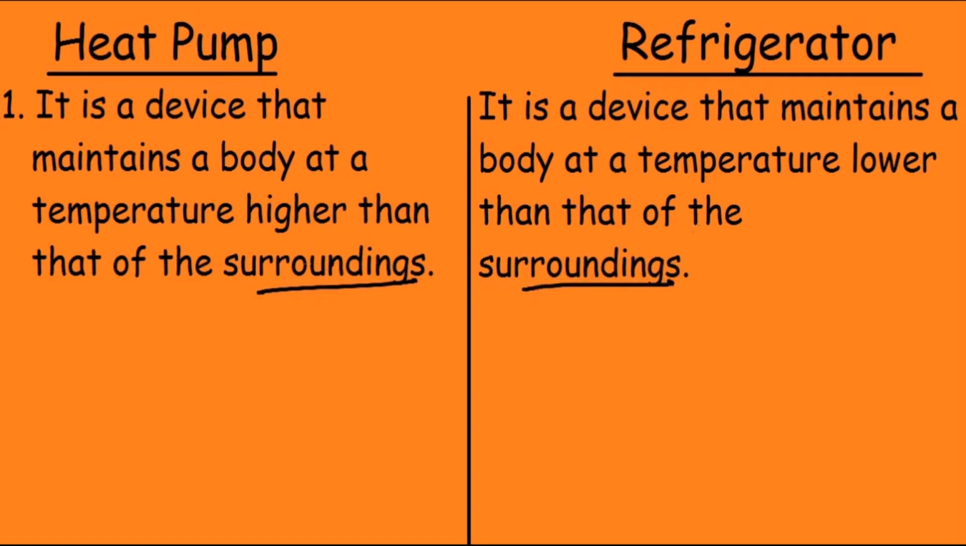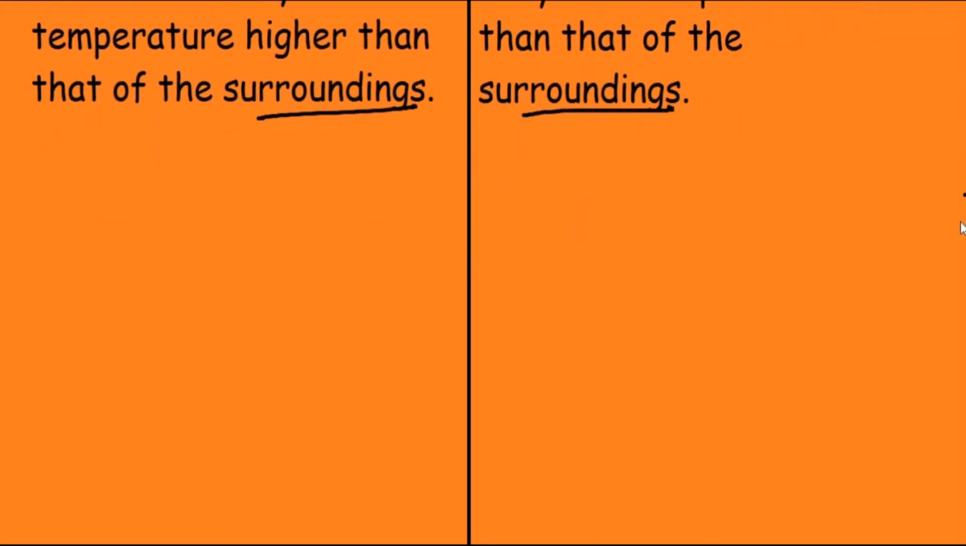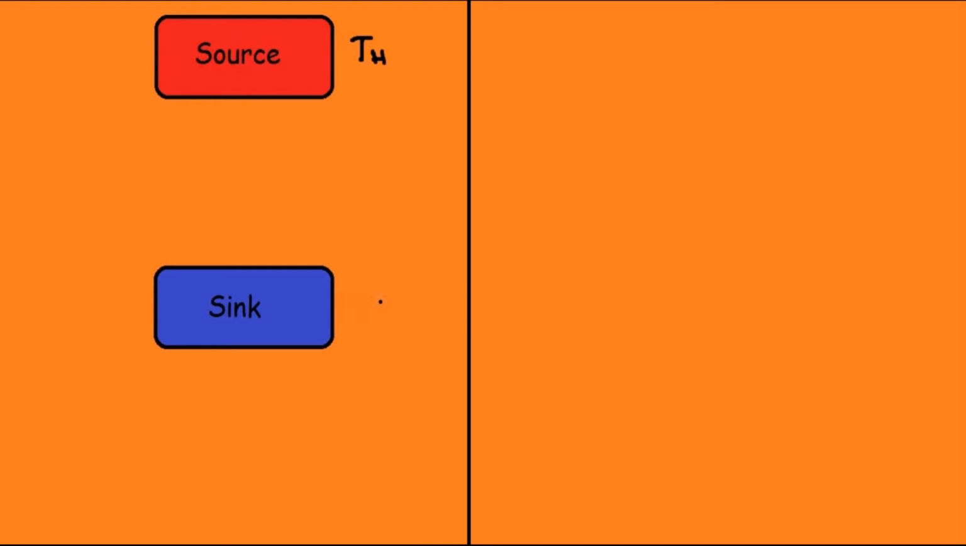Now let's understand these points with the help of a nice diagram. For the heat pump, if this is my source, let this be at a temperature TH, and this is the sink, let this be at a temperature TC. Now TC is always less than TH, and this is my heat pump. What a heat pump does is it takes energy from the sink and delivers it to the source. Let the amount of heat taken from the sink be Q2 and the amount of heat deposited to the source be Q1.